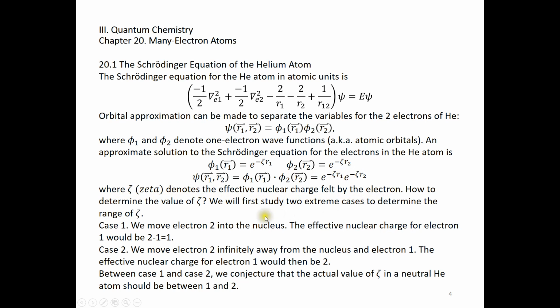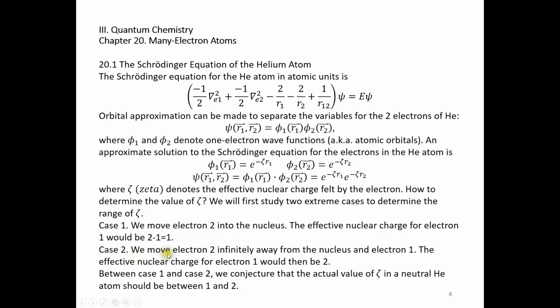How do we determine the value of zeta? We will first study two extreme cases to determine the range of zeta. Case 1, let's move electron 2 into the nucleus. Now you have just electron 1 outside the nucleus. Overall, the attraction it feels is only +1 charge, because with electron 2 located in the nucleus, in the nucleus we have +2 and -1. Together it's only +1, and electron 1 outside the nucleus feels only +1 charge.